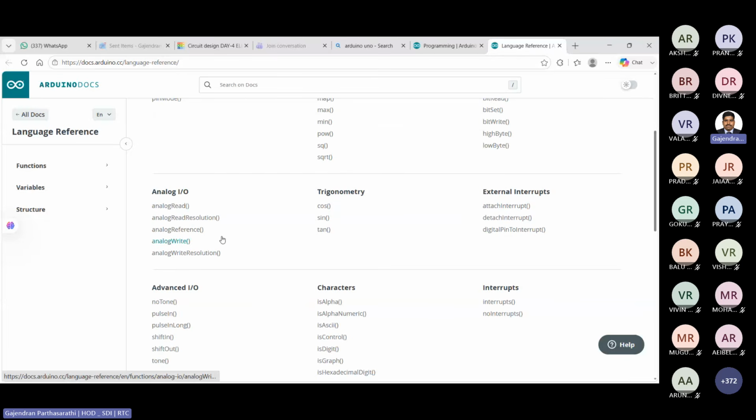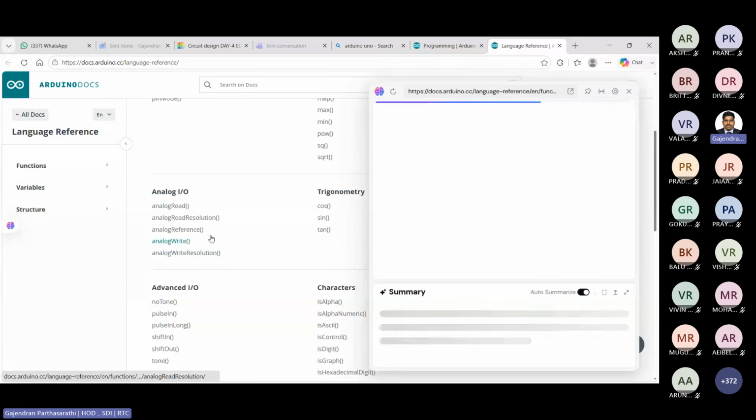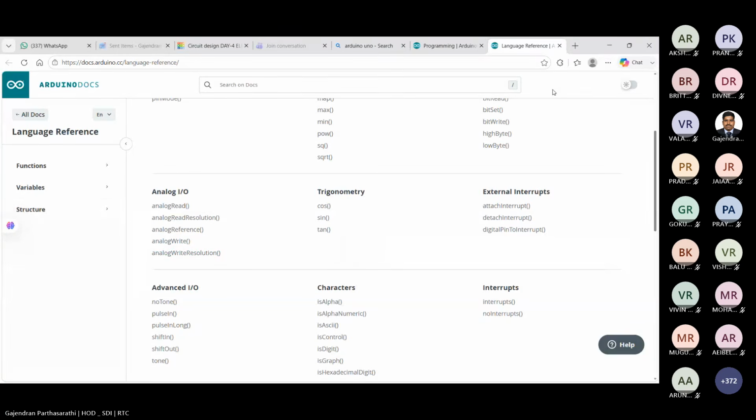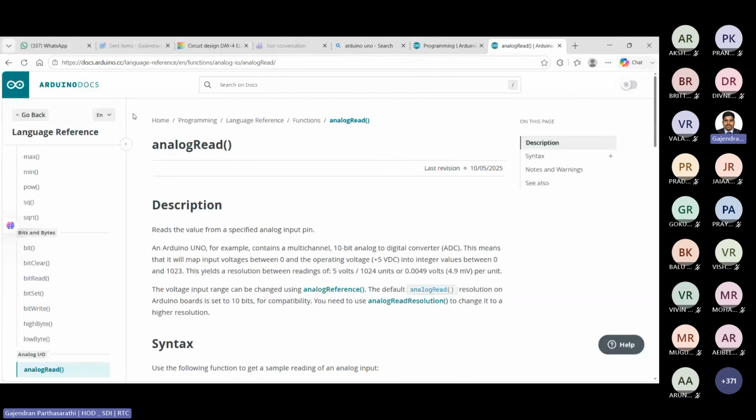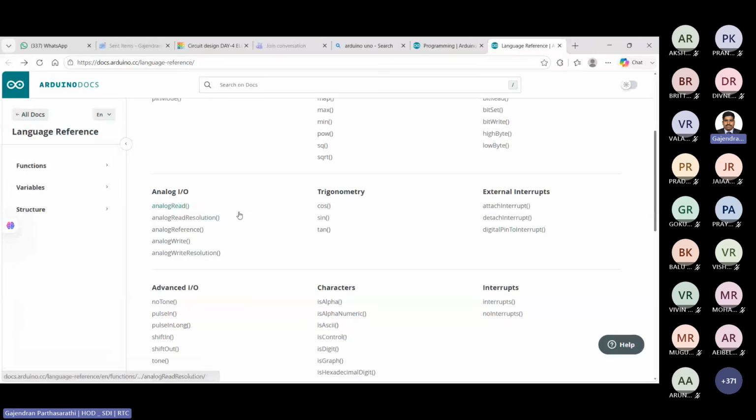The analog write function. In the analog section we have 5 functions. Take a screenshot of all the 5. I will copy and paste all 5 functions in the chat also. Please note it down. Here we have 5 functions. Out of the 5 functions, we are going to use analog write.